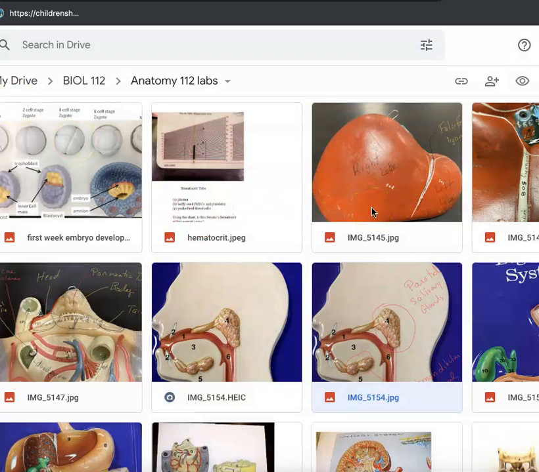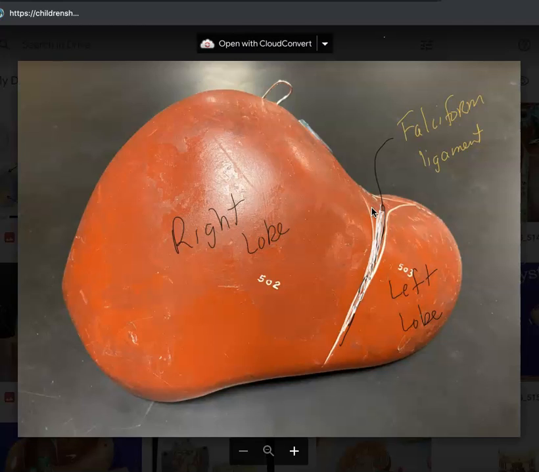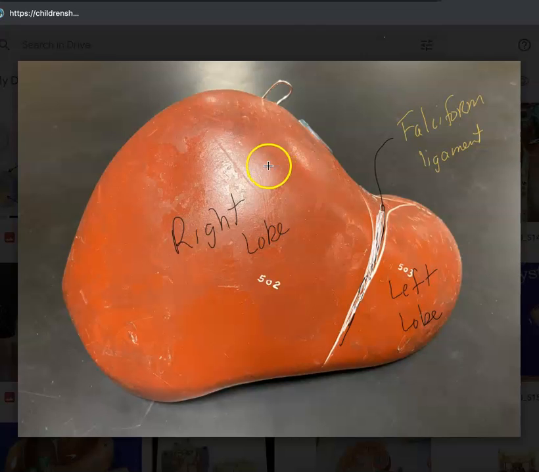Okay, so we're going to start with this liver. Okay, so this is the liver. Again, you have to orient this correctly. This is the anterior part of the liver, so the front. So if you put this on you, this would be the right lobe, so kind of imagine that under your rib cage on the right side.